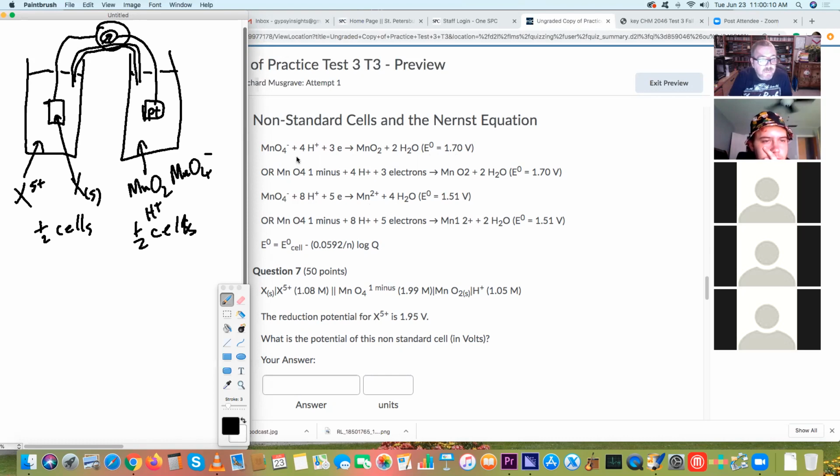Let's see. The one that matters is going to be the one that has MnO4-, MnO2 and H+. So that's going to be the half reaction that goes along with that one. And now if you're doing the extra credit, you'll have to look up tables and things for this. I make it a little bit easier because I actually give you the stuff here.